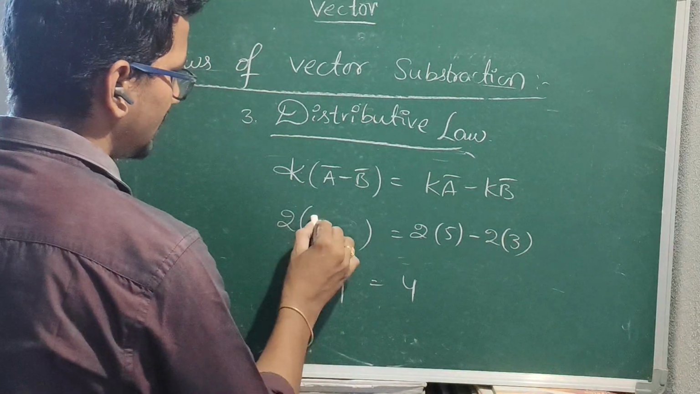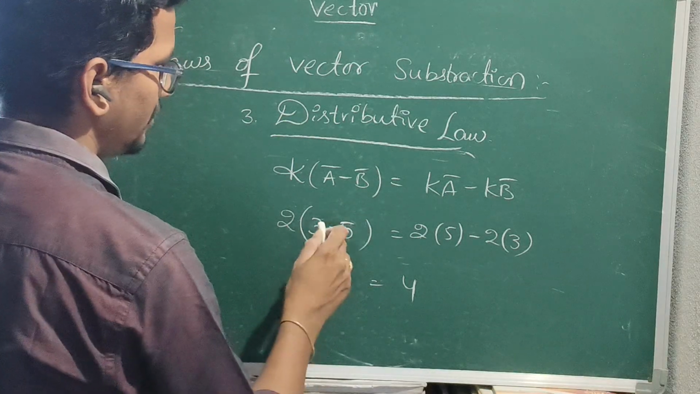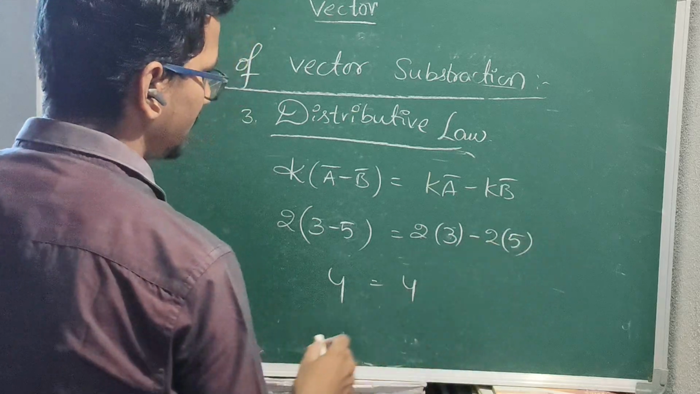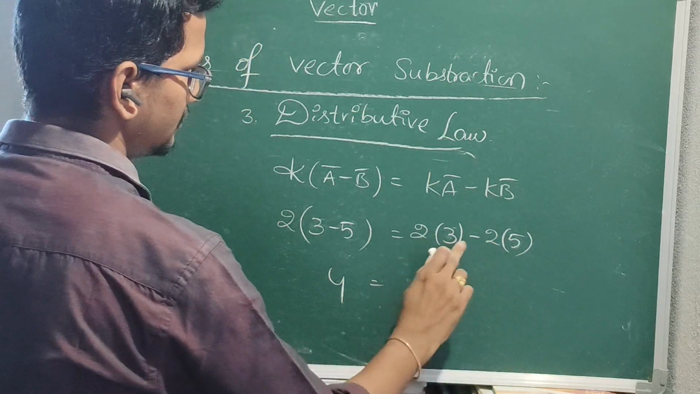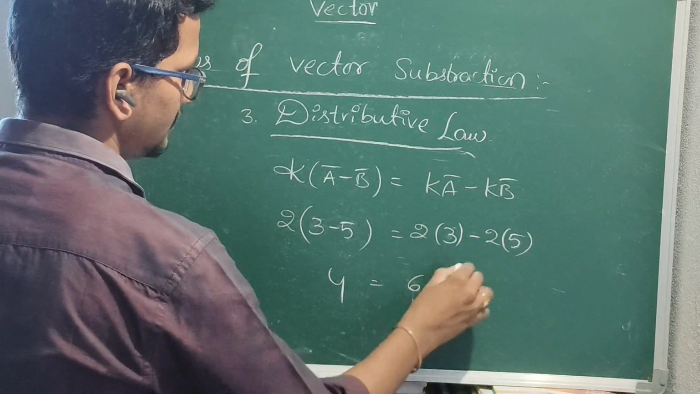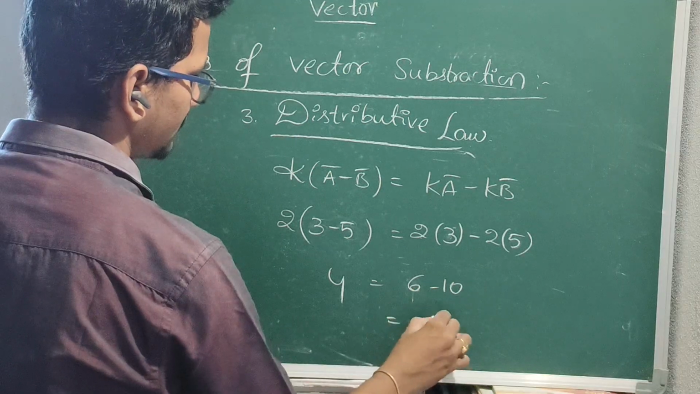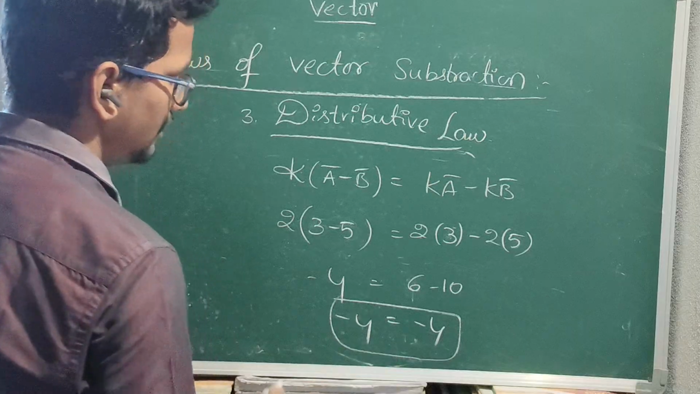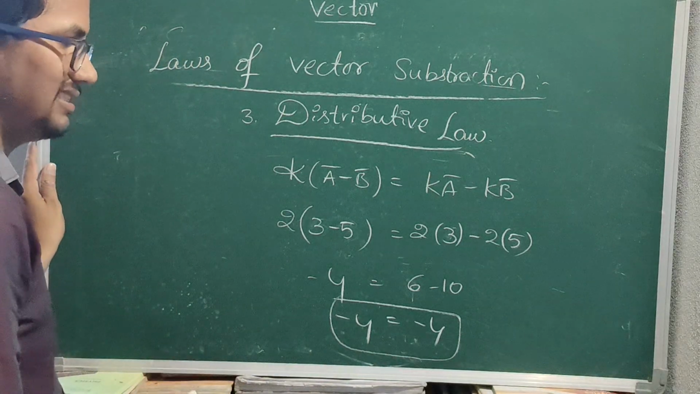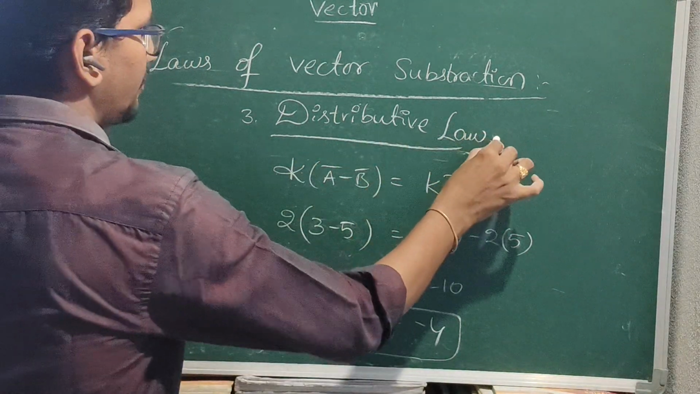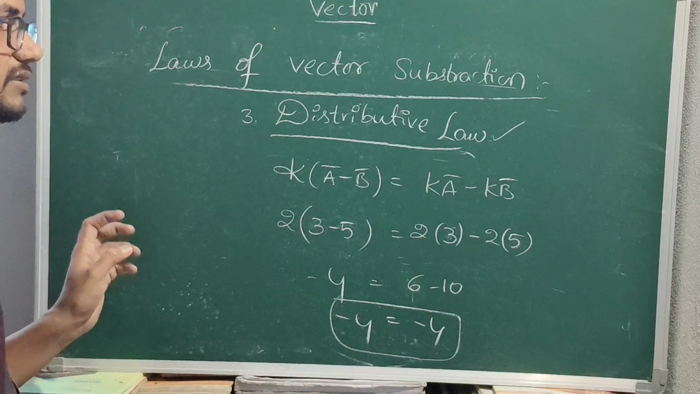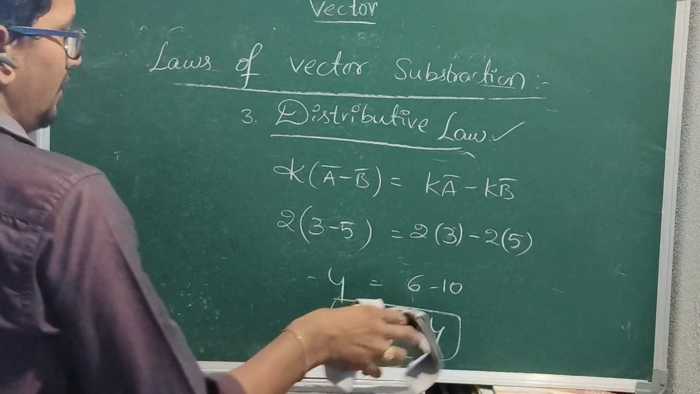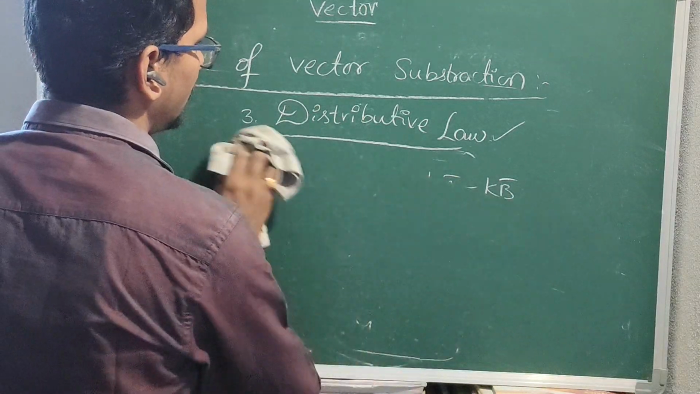In other cases, we can take it in reverse order. A value 3, B value 5. What happened? 3 minus 5 is minus 2, 2 into minus 2 is minus 4. Here, 6 minus 10, 6 minus 10 means always minus 4. Here only minus 4. The magnitude is also the same. But the distributive law obeys the laws of vector subtraction because we get the same result. Yes.